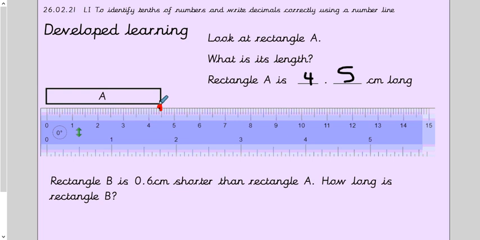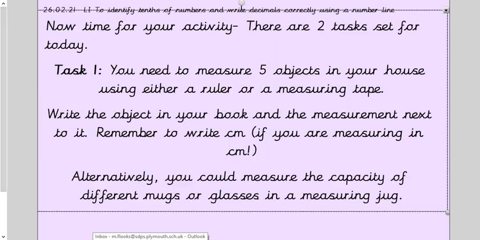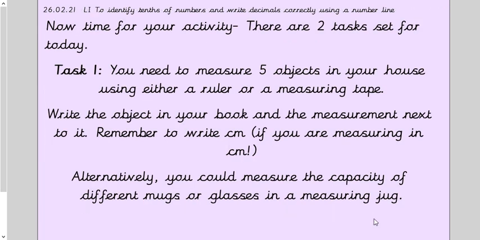It's going to be quite small because they're so small. So 1, 2, 3, 4, 5, 6. If you just go backwards on each one, it's hard for me to do because this pen's quite thick. But if you go back 6, it would land on 3.9. So therefore rectangle B is 3.9 centimeters. All I did was find where 4.5 is, so how long rectangle A is, and then took away 0.6, which is 6/10, went backwards 6 spaces. Okay, hopefully that made sense. There is a question very similar to that you'll be doing a bit later on, so you can use this to refer to that. So today there are 2 tasks set for your activity.